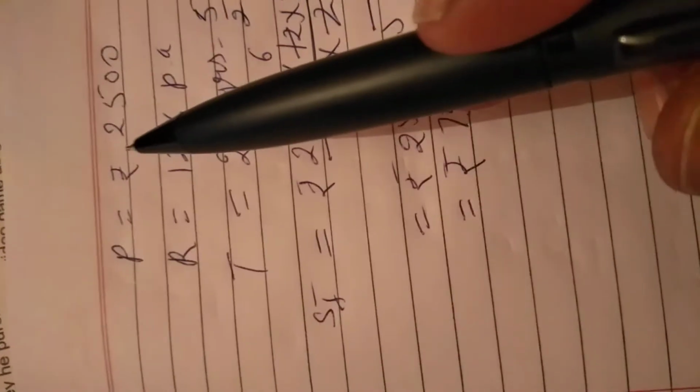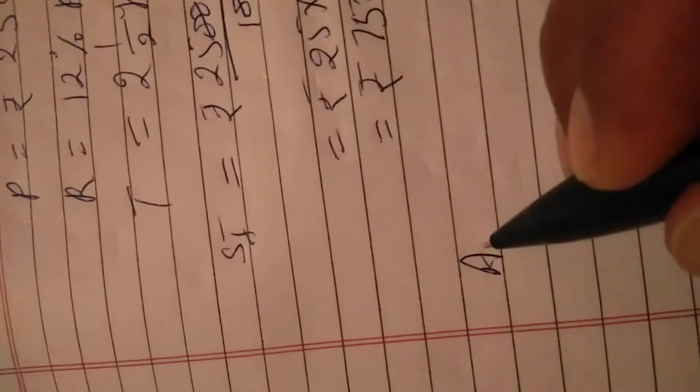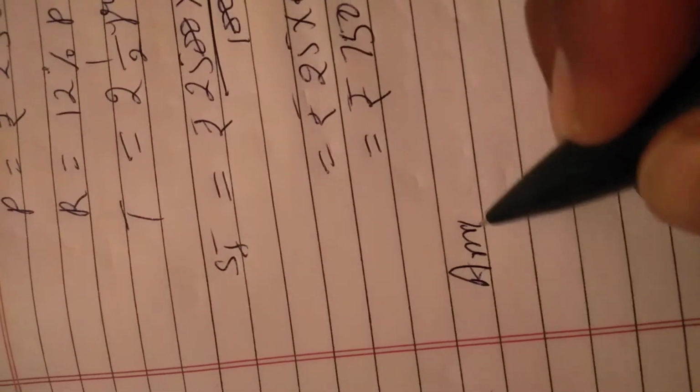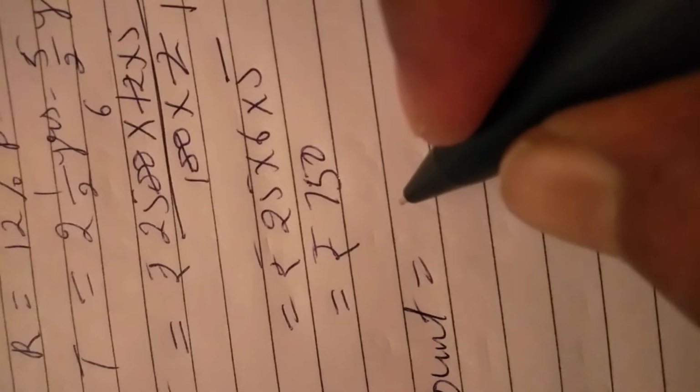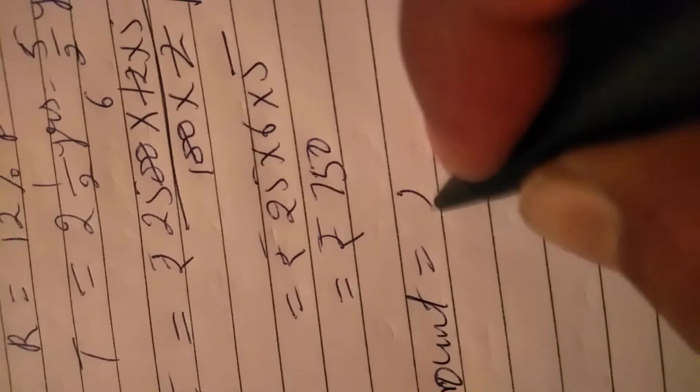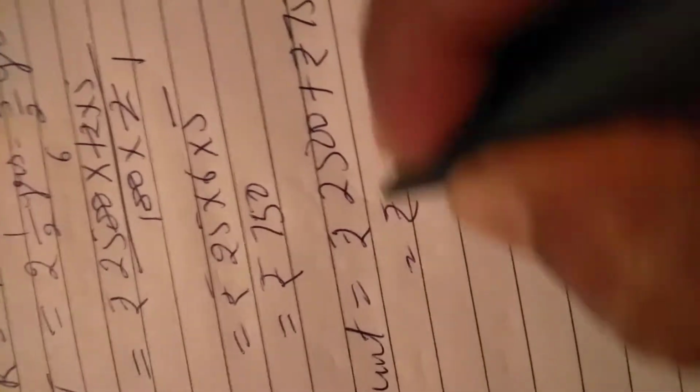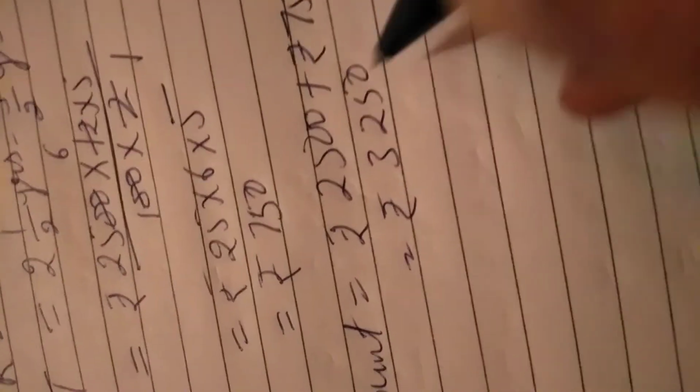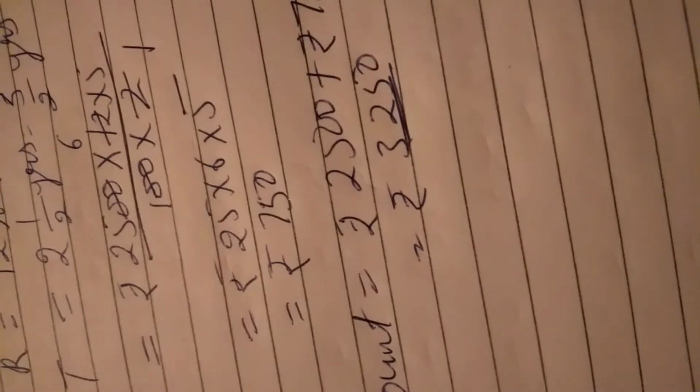And in the question it is given that he withdraws all the money. That means he withdraws principal and simple interest. So what we have to find out is the amount. If he withdraws all the money, that means we have to find out the amount. So amount is 2500 plus 750 rupees. So it is 3250 rupees. This amount he withdraws from the bank.